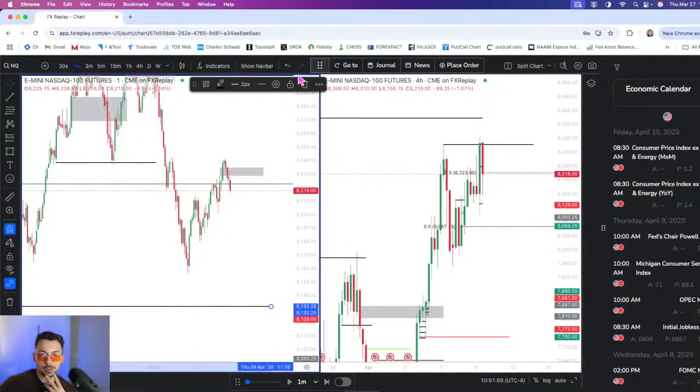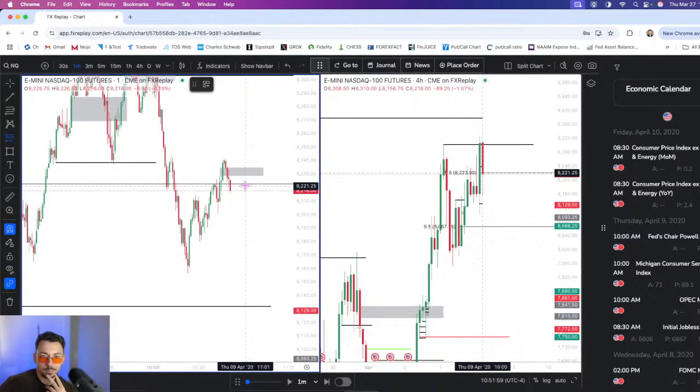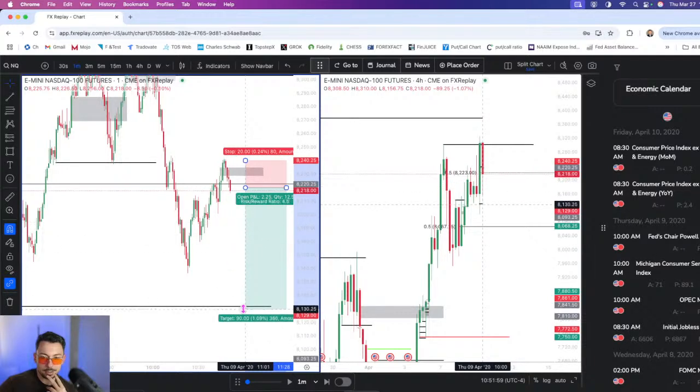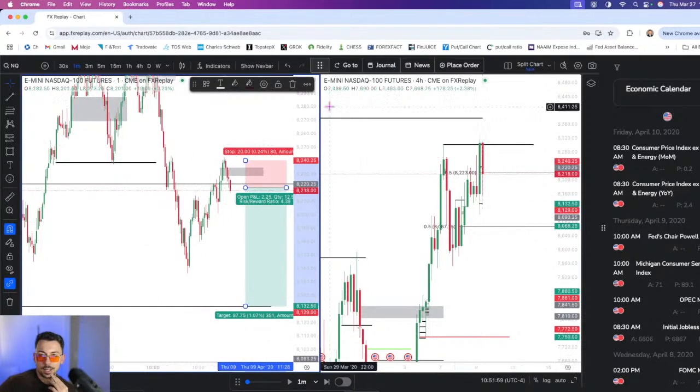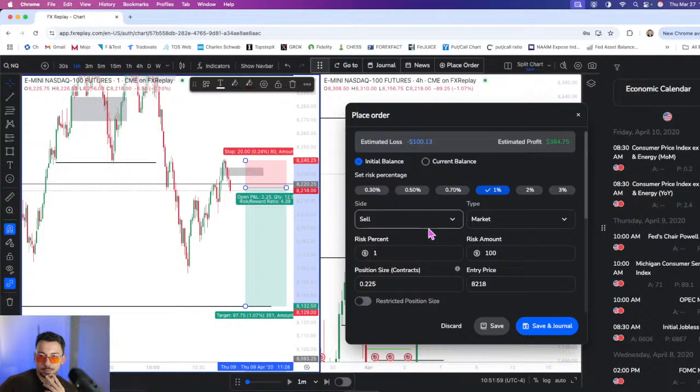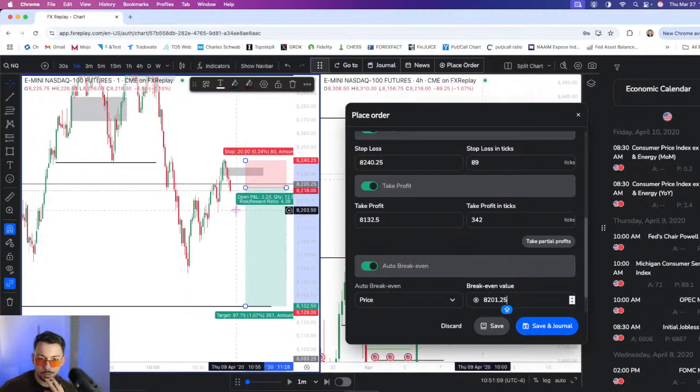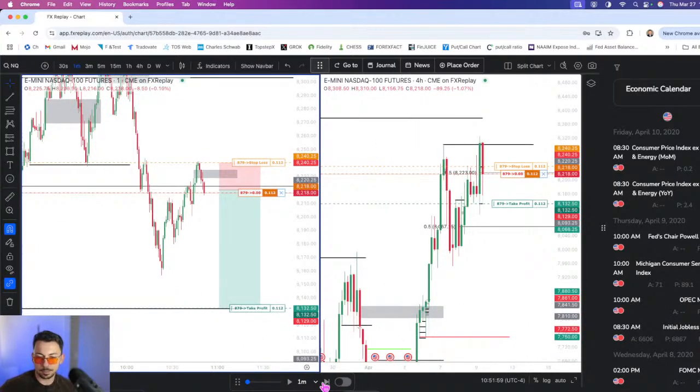You know what, guys? I'm going to try this short. Stop will be a close. I'm going to leave it at the highs, and then I'm going to target the data lows here. So let's place this order. 1%. Actually, let's do 0.5%, just because I didn't get the entry. And then auto break even will be at this internal low at 8,201.25. Is that the correct number? 1.25. All right, let's see what happens here.